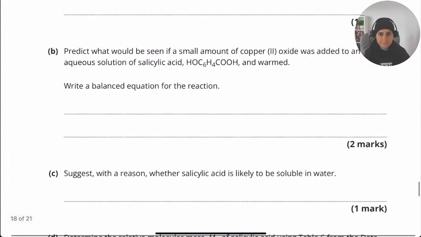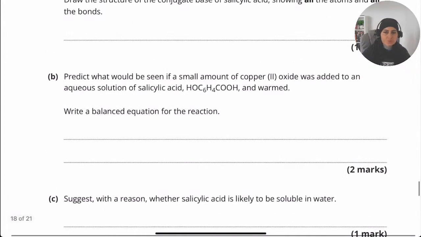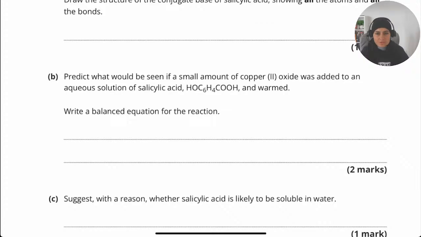Predict what would be seen if a small amount of copper oxide was added to aqueous solution of salicylic acid when warmed, and write the balanced equation. Okay, well, let's write the balanced equation. Well, obviously we would have a precipitate formed, right? Because salts of copper would be precipitated. And then this is just a reaction of acid with metal oxide.